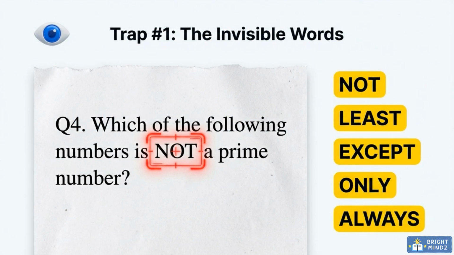One of the biggest exam traps is what I call invisible words. When you rush and skim, your brain quietly deletes tiny but powerful words like not, least, except, only, or always. You end up solving the opposite of what was asked. From now on, pause when you see these words and physically underline or circle them every time.